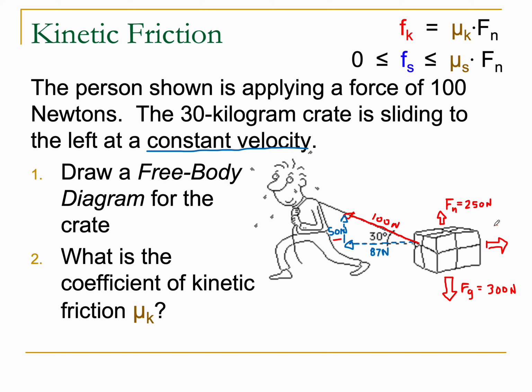And you might say, wait, how do we know that? Well, we know the block is sliding, so it's got to be kinetic friction, and it's sliding to the left. What does the force of kinetic friction have to equal in this case? Well, we know the net force has to be 0, and I've got 87 newtons acting towards the left. This has to be 87 newtons acting to the right, so that the net force is 0, so we move at a constant velocity.